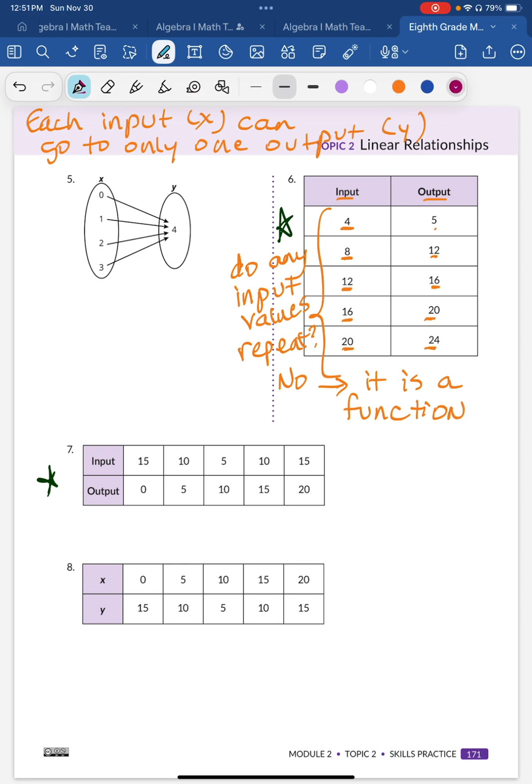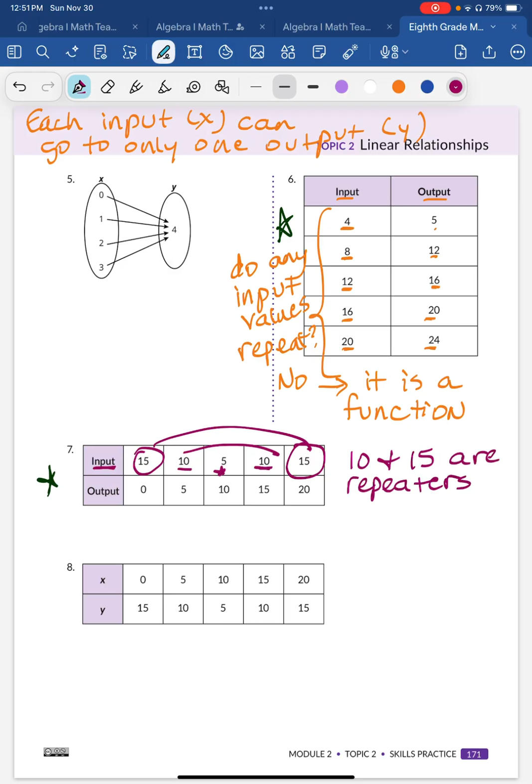Okay, let's look at this one. Inputs 15, 10, 5, 10, and 15. So these repeat. 10 and 15 are repeaters. So it is not a function. So remember, look at your input and your output. x, y, x, y.